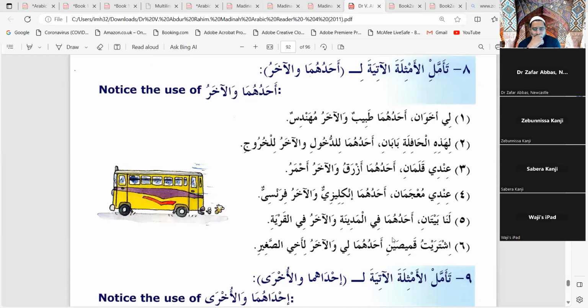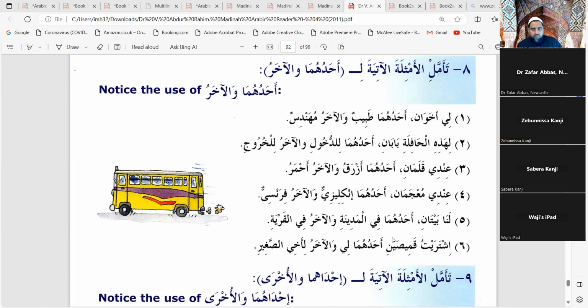Lana Baitani, I have two houses. Ahaduhuma fil Madinati, one of them is in the city, wal akharu fil Qariya, and another one is in the village.